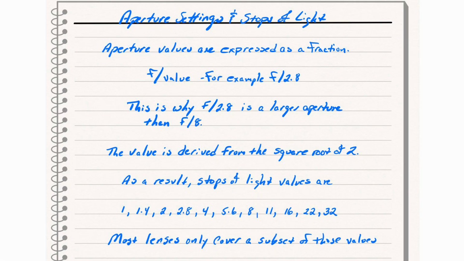Well, let's dive a bit deeper into aperture settings. Just like shutter speed, aperture is expressed as a fraction. In this case, it's f over some value. Therefore, the smaller the number, the larger the aperture. Now, the values themselves are derived from the square root of 2. You may be thinking that's a lot more math than I really want to think about, but don't worry, you don't really need to perform any calculations. It's really more for just information.